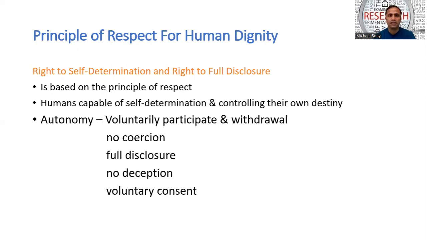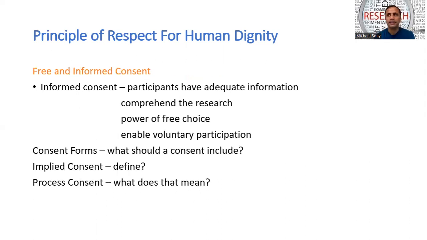The consent should be voluntary. There should not be any deception while acquiring the consent. The consent should be free and informed. Participants should be given adequate information. They should be able to comprehend the consequences of participating in the study. It should be given by free choice, enabling free voluntary participation.